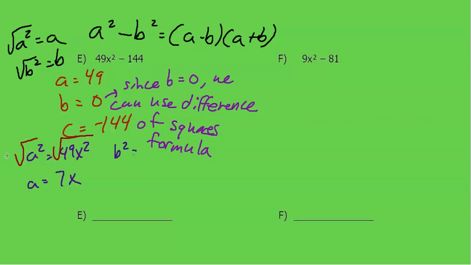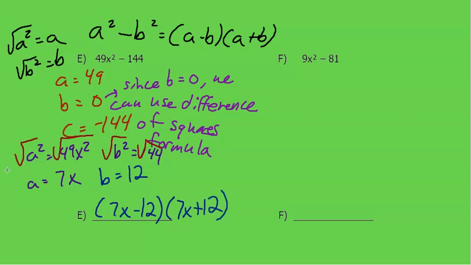If B squared equals 144, then if you took the square root of those, you would get B equals 12. So if we put those A and B into the formula, you get 7x minus 12 times 7x plus 12. And that would be your factored form.